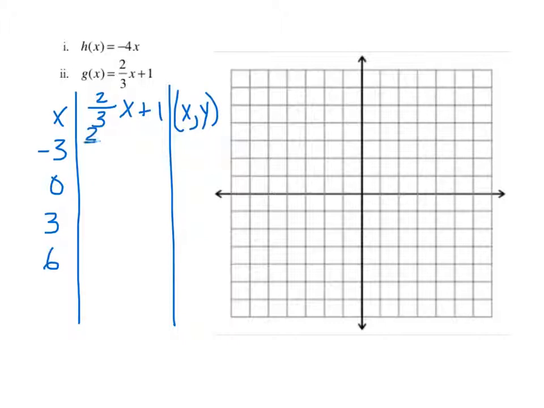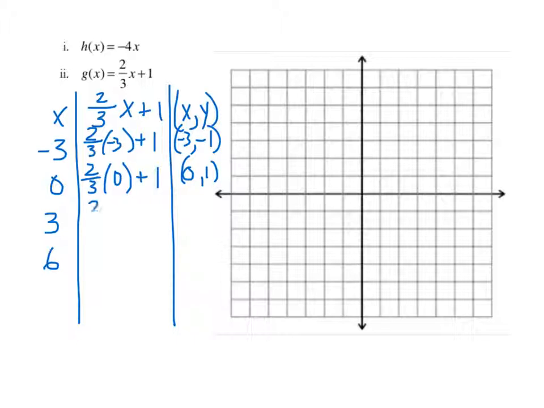So 2/3 of -3 plus 1. 2/3 of -3 is -2, plus 1 is -1. So my first ordered pair is -3, -1. It is perfectly acceptable if you need to use a little bit more space to write it out. I did that a little fast. We're at the point where with fractions we should be pretty comfortable though. So if you need extra help with fractions, don't hesitate to come in. Plug in a 0, we get 1 out. So 0, 1. Plug in a 3.